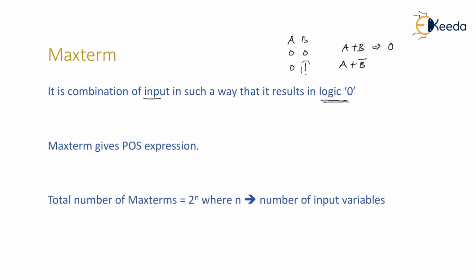Try to understand, when a is 0, what is b bar? It depends upon what b is. So b is 1 over here, and the complement of 1 results in 0. 0 plus 0 again produces 0. So again you have to arrange the input variables in such a way that it must result in logic 0.